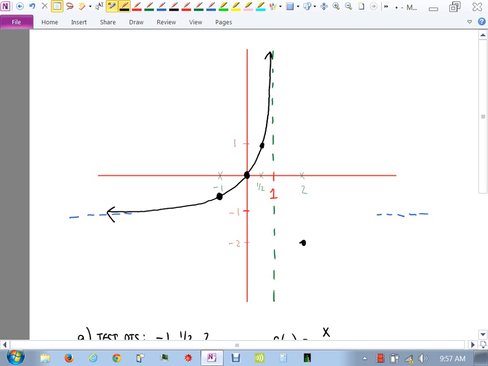So let me draw this and curve it down like this. And then to the right, coming out that point, what has to happen? It's got to go up to that dotted line. That's it.